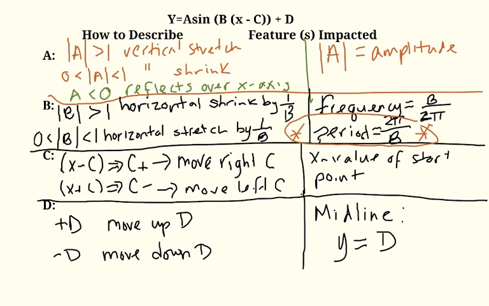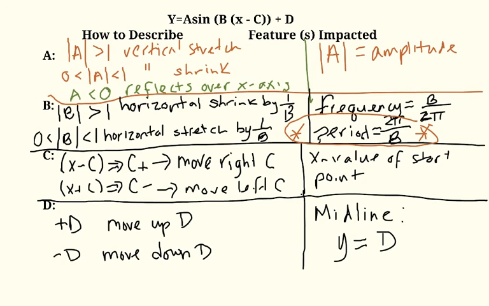So those are the key features, what they tell us in terms of our key elements, max, mid, amplitude, etc., and then how we would describe them using general function transformation terminology that we've seen in previous years.